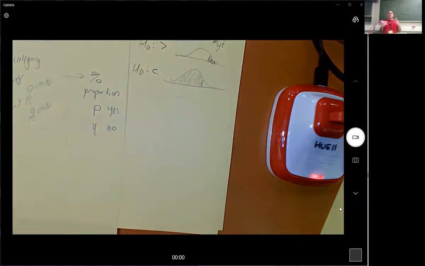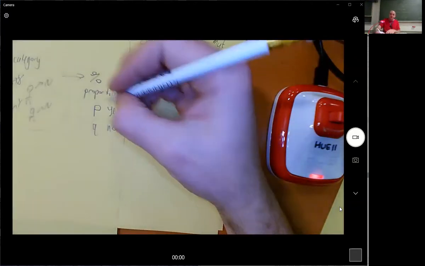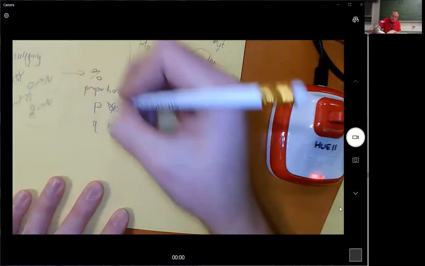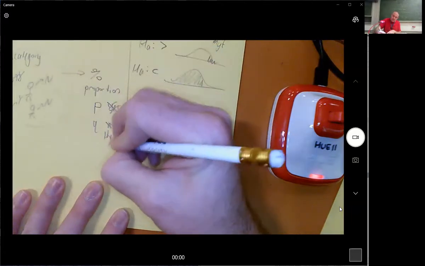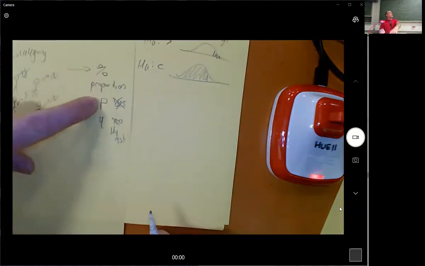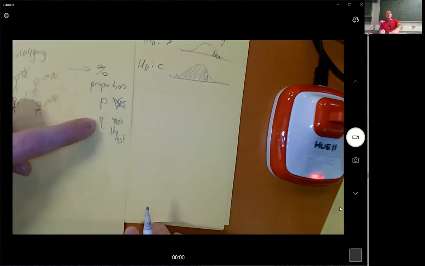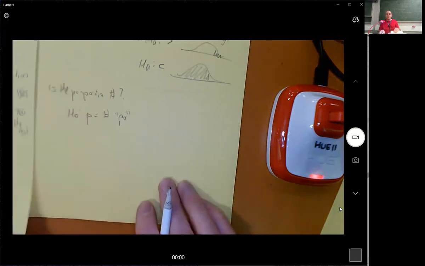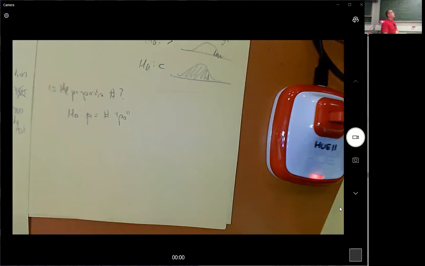Just be careful, you might be interested in the ones that say no, in which case that one's going to be P. P is the one that you're interested in and Q is the other one. So if you think that 50% is what you're aiming for, this would also be 50%. If it's 20%, this would be 80%, and that adds up to 100%. So is the proportion equal to a number?